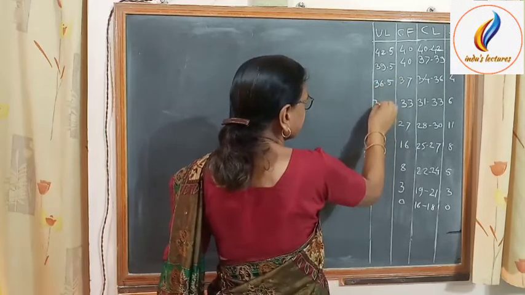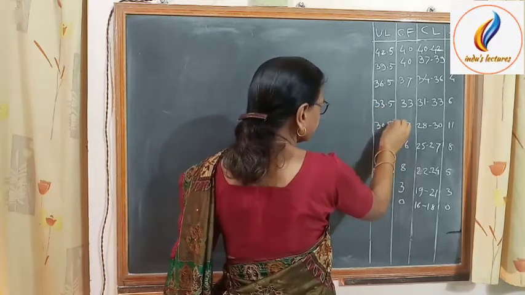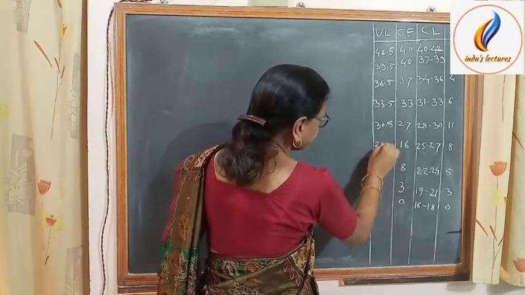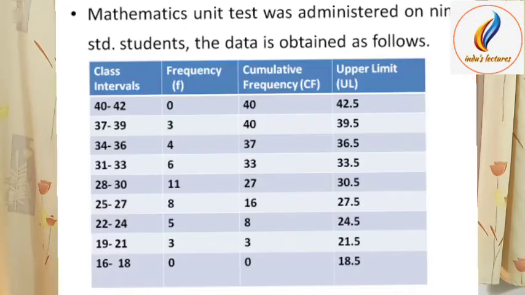Then 36.5, 33.5, 30.5, then 27.5, 24.5, then 21.5, and for the last class interval it is 18.5.